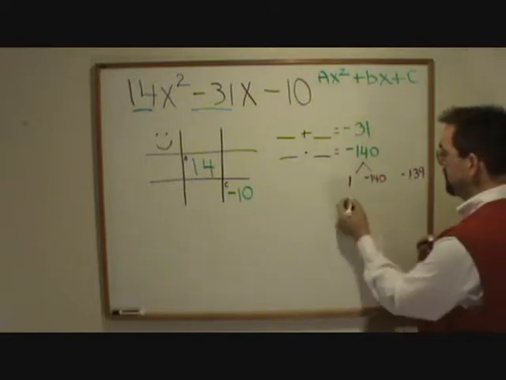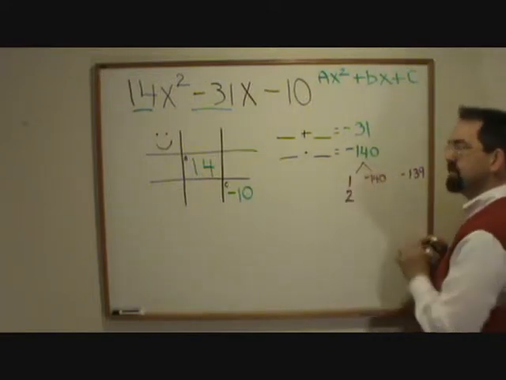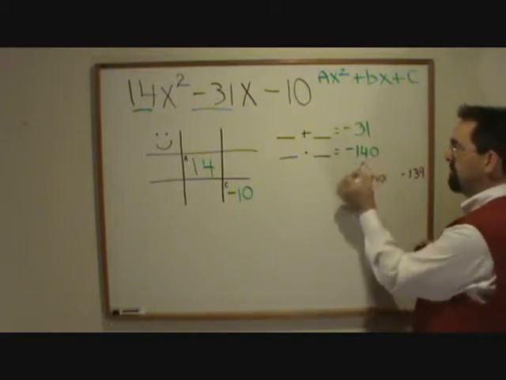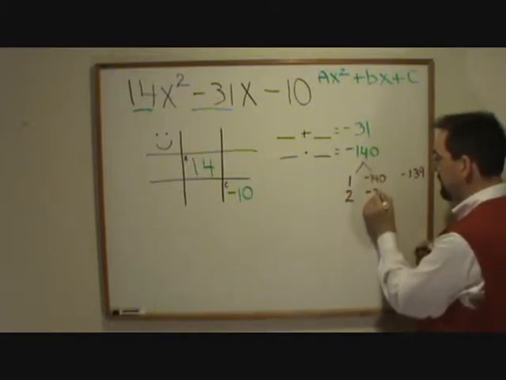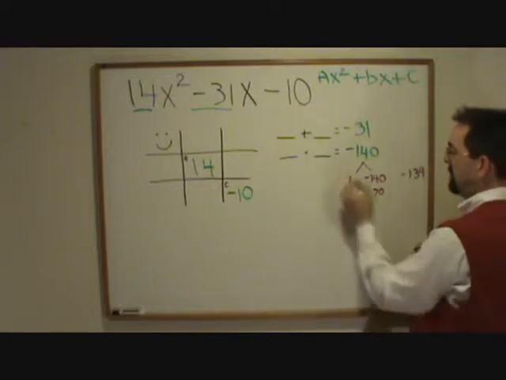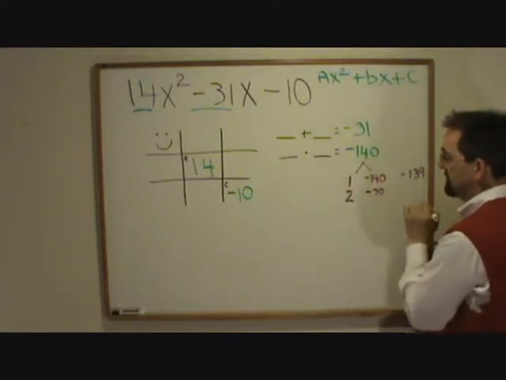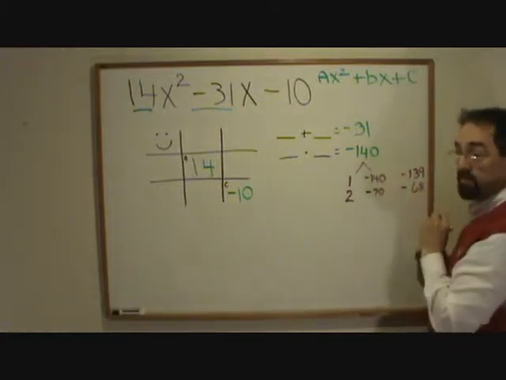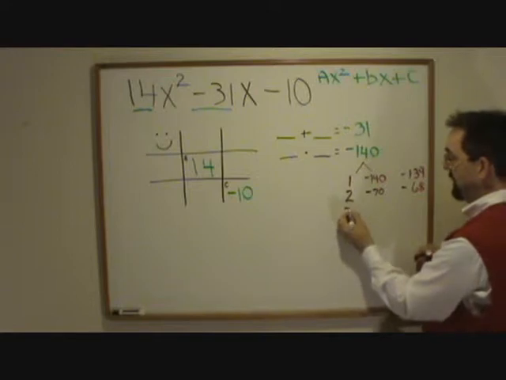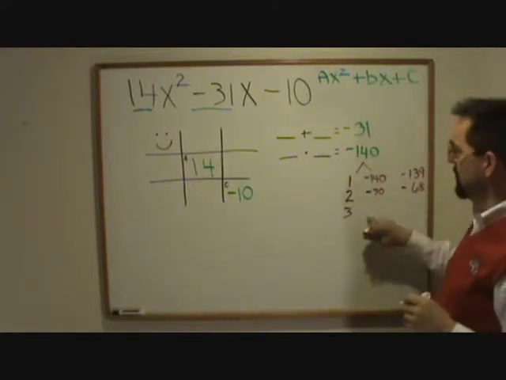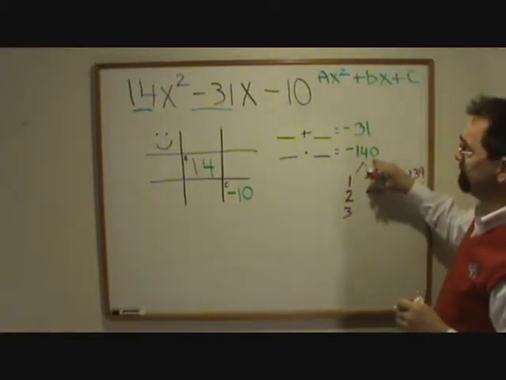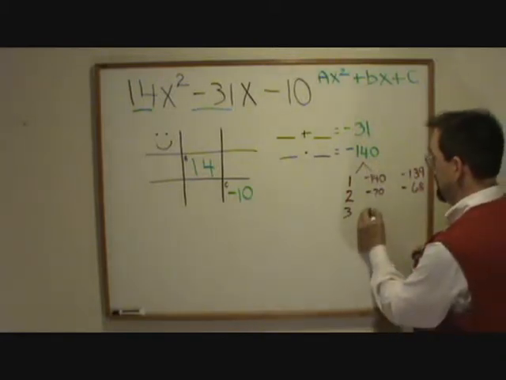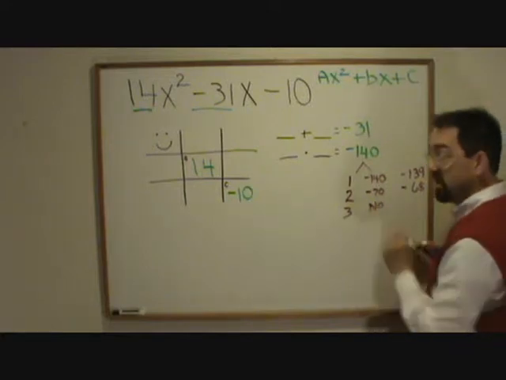Not close. 2. How many times does 2 go into minus 140? Well, it's an even number. Minus 70. 2 plus a minus 70 gives us minus 68. That doesn't work. 3. Does 3 go into 140? That'd be 40 times gives us 20 left. Nope. So I'm just going to write a no. 3 doesn't work.